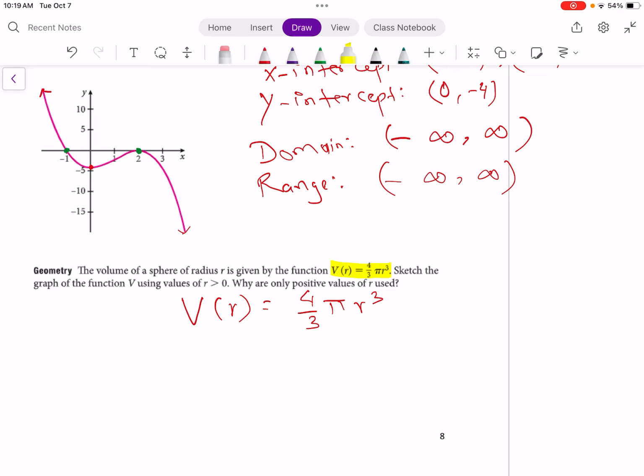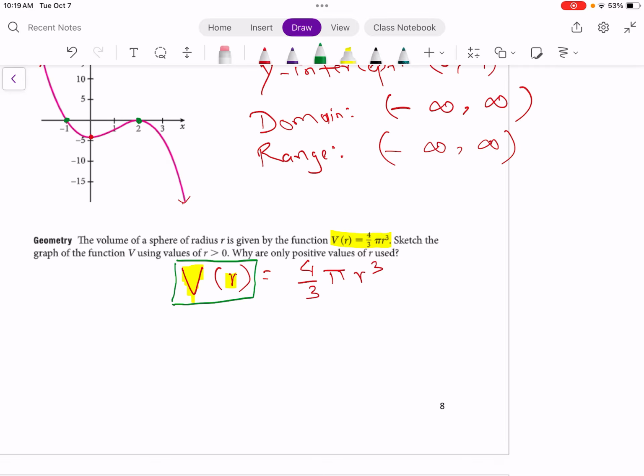Now here, what is our V? V is the volume function. Okay, it's the name of a function. And what is our input here? What do we have as an input for this function? R. Okay, so R is the input. And what represents the output? V of R. Okay, so volume is the output. Radius is the input. So you input the radius. It means you substitute the value of R and you get the volume. Okay, so our radius is input, volume is output.